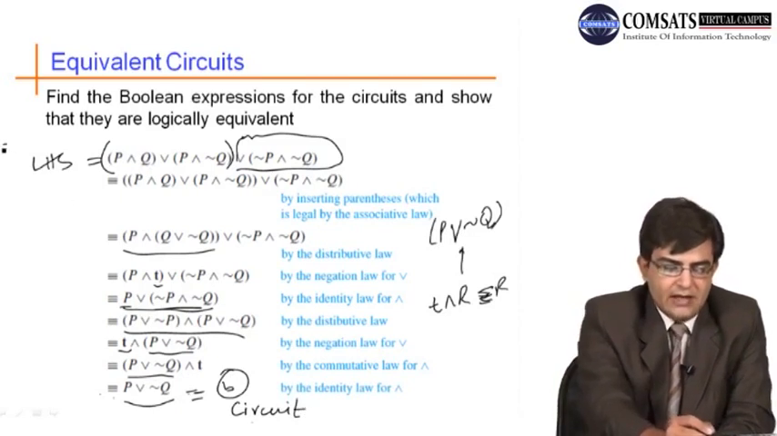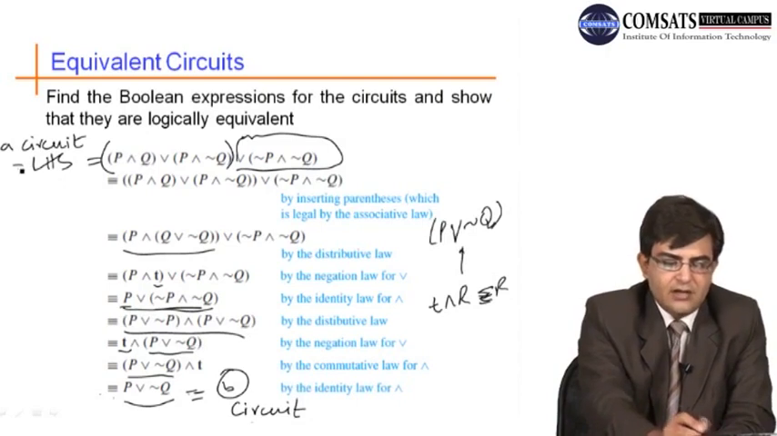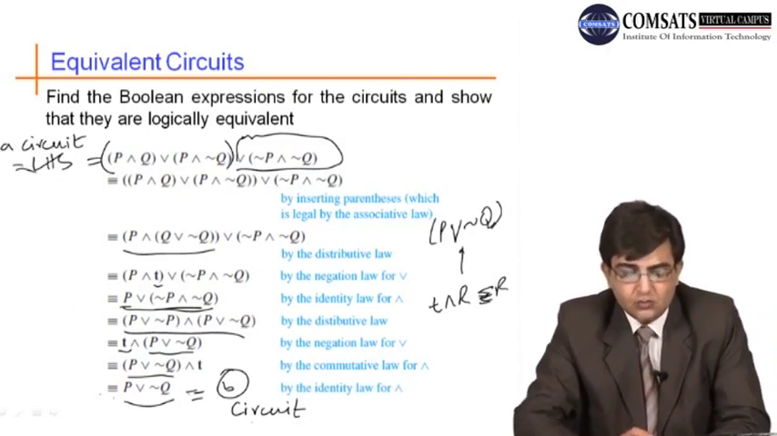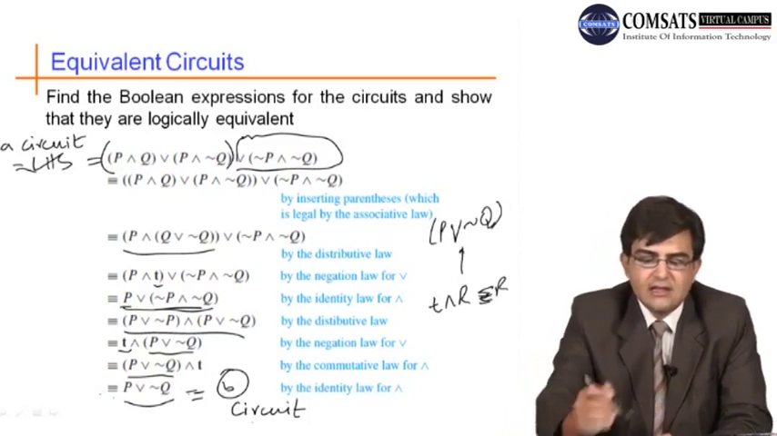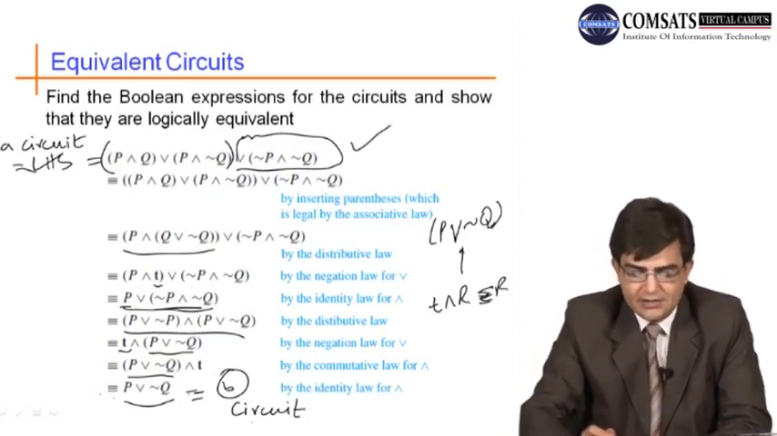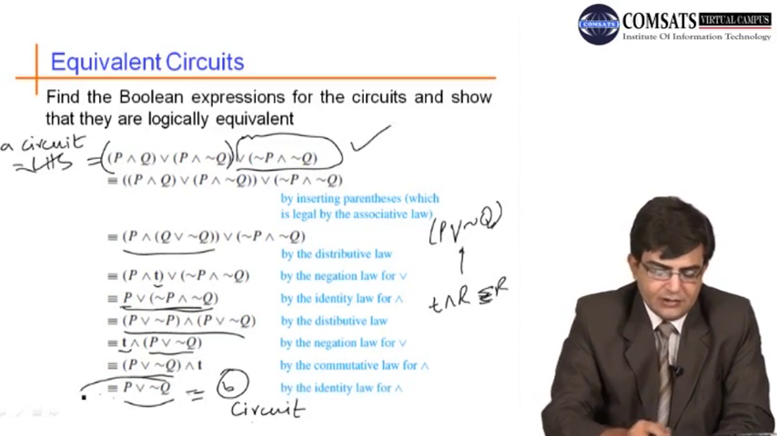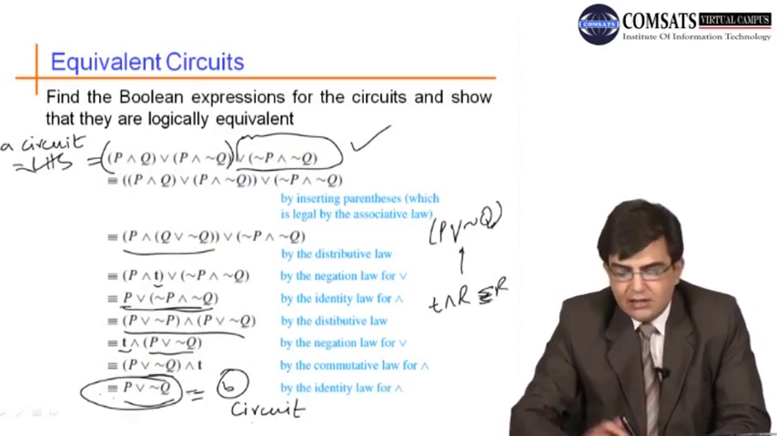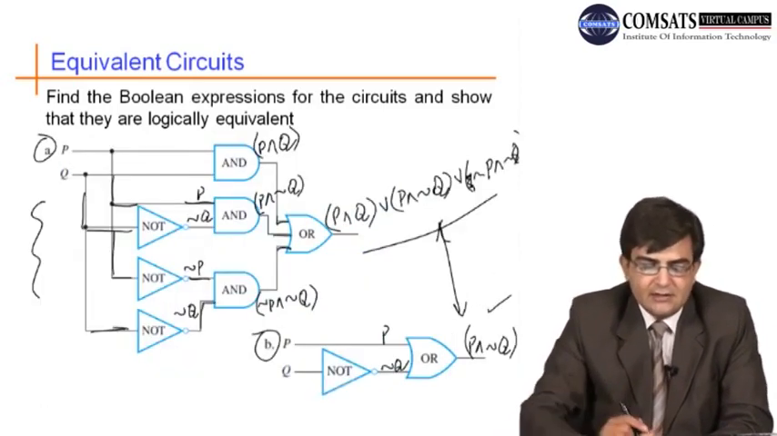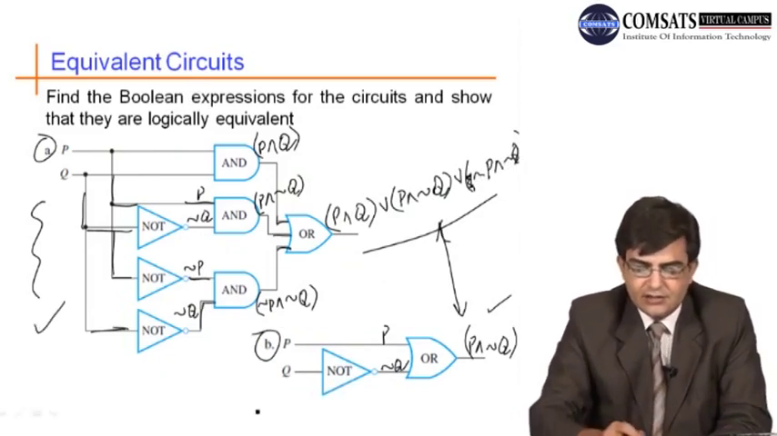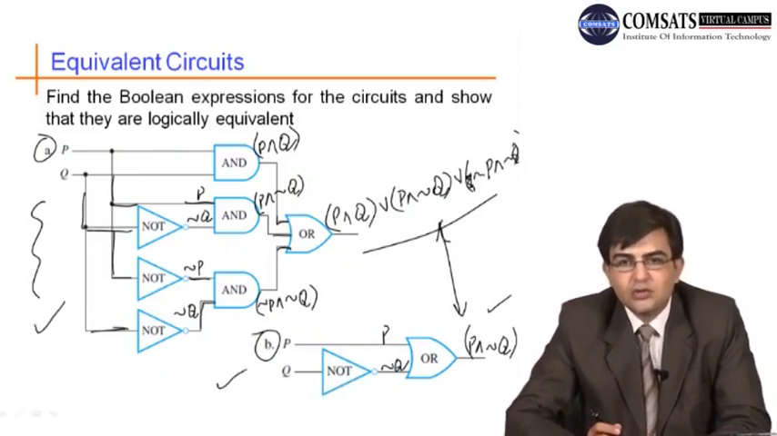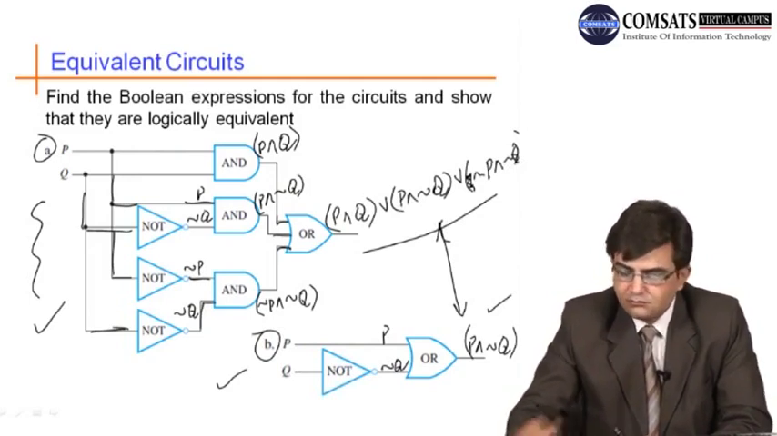This was our circuit A, which we have considered in the left hand side. So you can see here, by using rules of logic, we can simplify such a long Boolean expression into a very simple and short Boolean expression. So we can say here that this circuit is logically equivalent to this circuit. The output of these circuits will be the same.